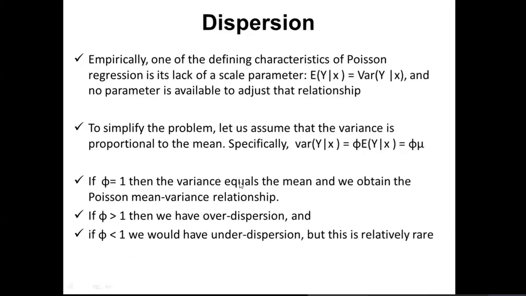Always, the variance of y given any covariate is equal to phi times the expected value. Expected value means the mean. If phi is one, the variance and the mean are equal, it's obvious. If phi is greater than one, the variance is larger. If phi is less than one, the variance is smaller, or it is under dispersion.